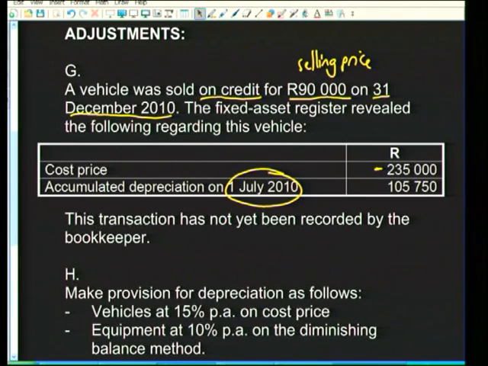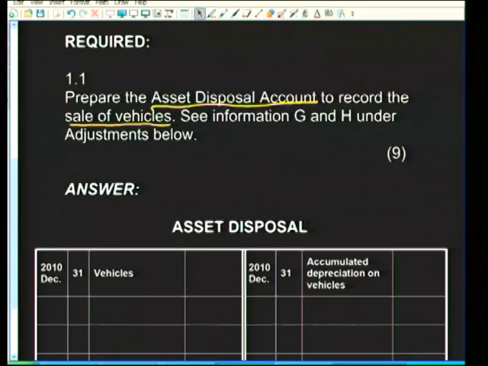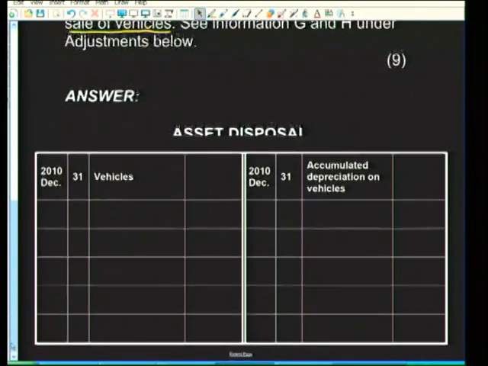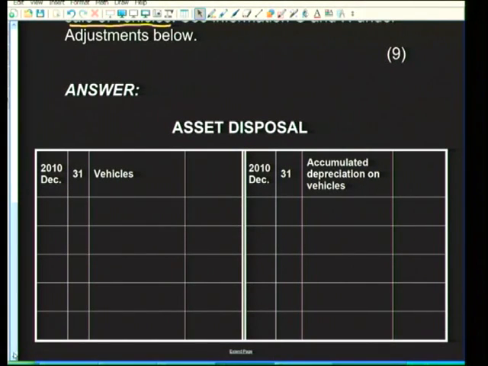So we've been given the accumulated depreciation at the beginning of the year, and we have been given the cost price. Now, here's where your prior knowledge comes into play. You need to know what goes into the asset disposal account. We're lucky that in this asset disposal account, they've actually given us a lot of information already. You can see they've printed for us vehicles on the debit side, and accumulated depreciation on the credit side. Not every question will do this, so you need to know the format of the asset disposal account very well.